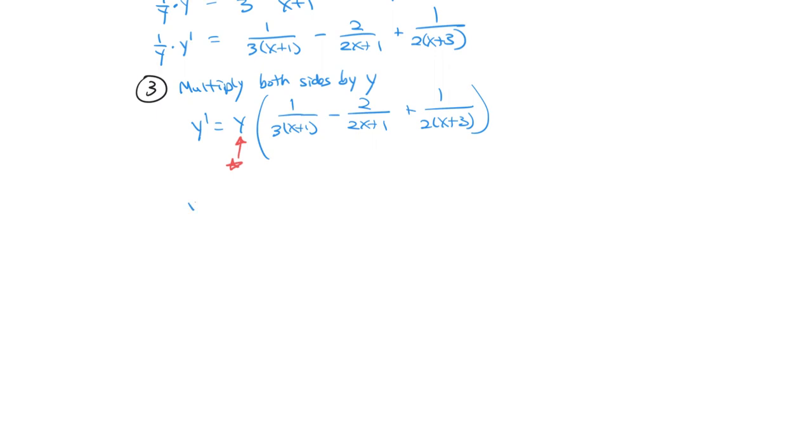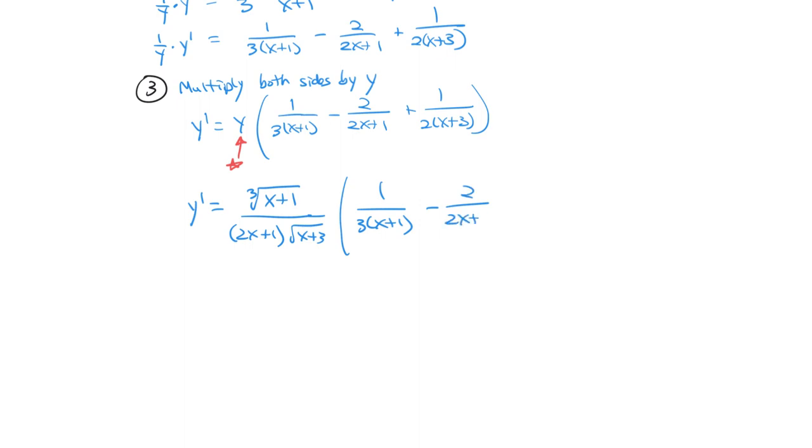So our final answer will be y prime equals y, which is the cube root of x plus 1 divided by 2x plus 1 times the square root of x plus 3, and then times all of this stuff: 1 over 3 times x plus 1, minus 2 over 2x plus 1, plus 1 over 2 times x plus 3. And that is our answer.